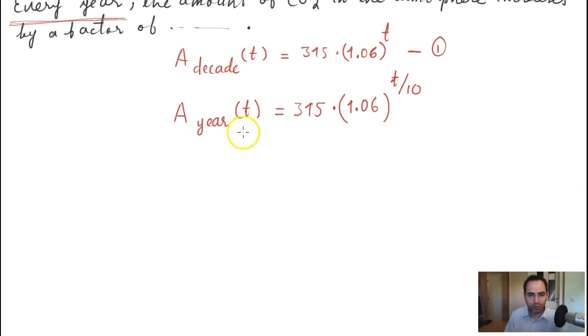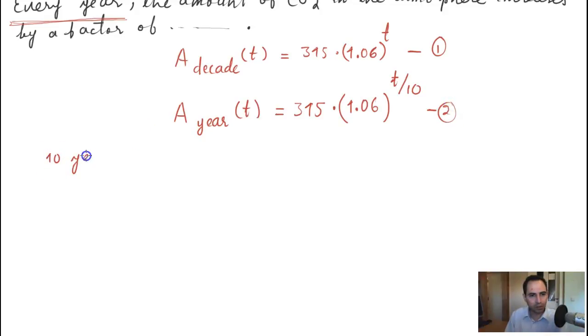So now we can do a couple of experiments. For example, let's say you have 10 years, so you want to enter a 10 into this function. So this 10 goes over here and becomes 10 divided by 10, and the function gives me the output for 10 years in equation number 2.